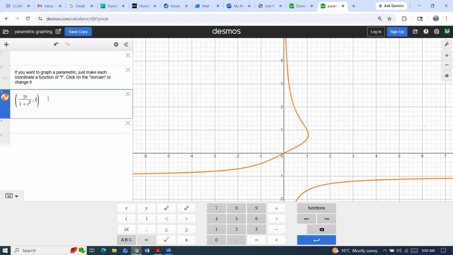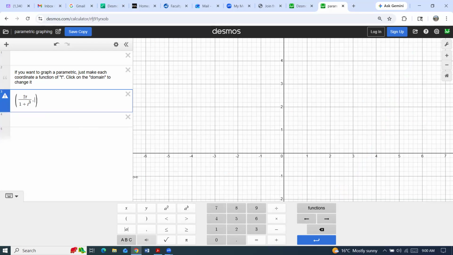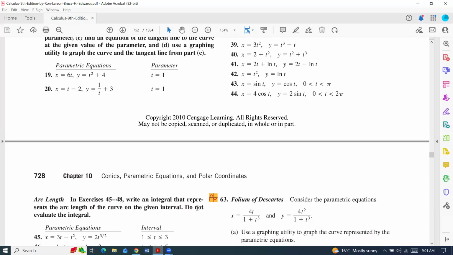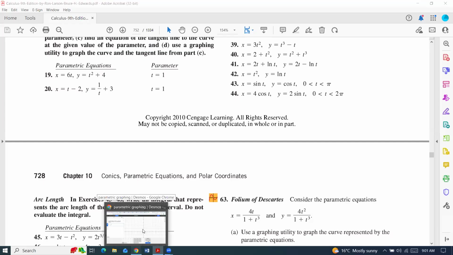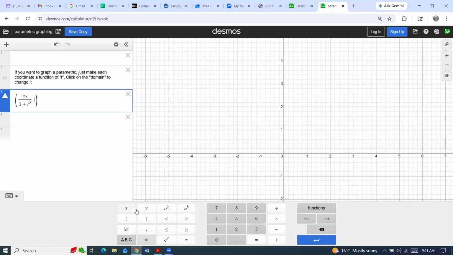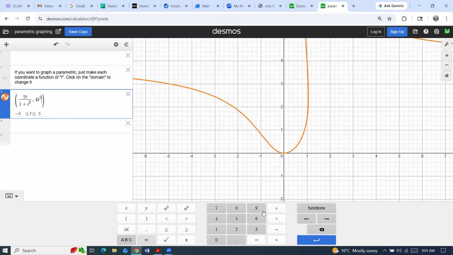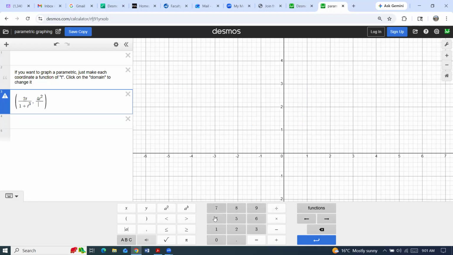And then the second equation, and please notice it doesn't really matter because the calculator does not care what you're entering. Little by little, it will graph it for you. And the other is 4t squared over 1 plus t cubed.